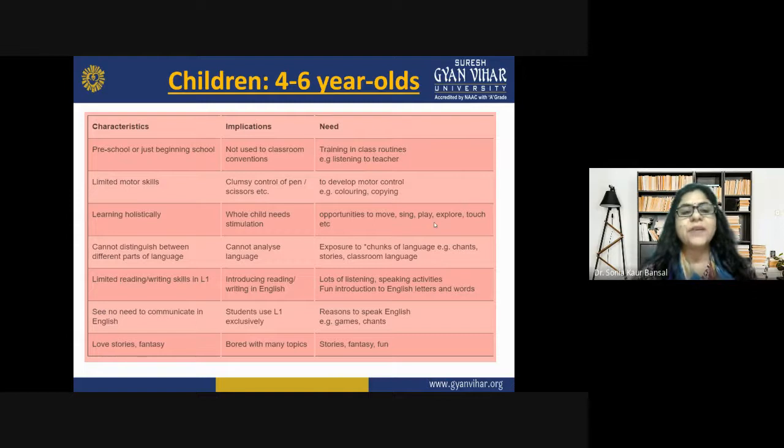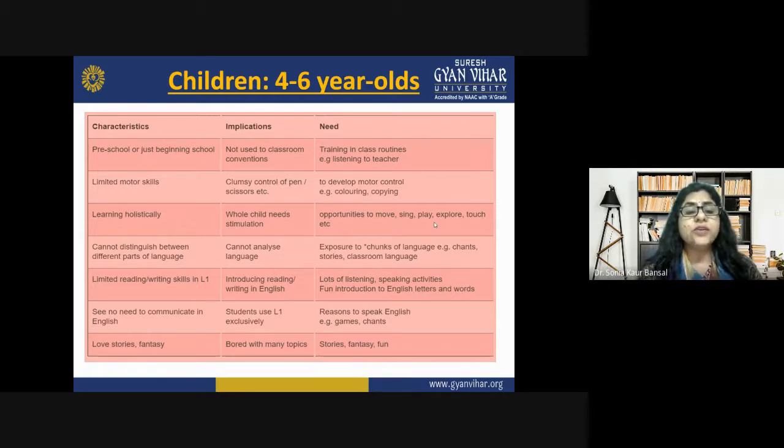So next is limited reading or writing skills in level 1. The child is just starting, he's a beginner. So introducing reading and writing in English is very important. Learning alphabets and small words is really essential at this stage. So what should be done in this stage? The teacher should give lots of exposure in listening, speaking, reading, and writing skills, and activities must be there. Fun activities must also be introduced to the students, so that they are interested in understanding English letters and words.